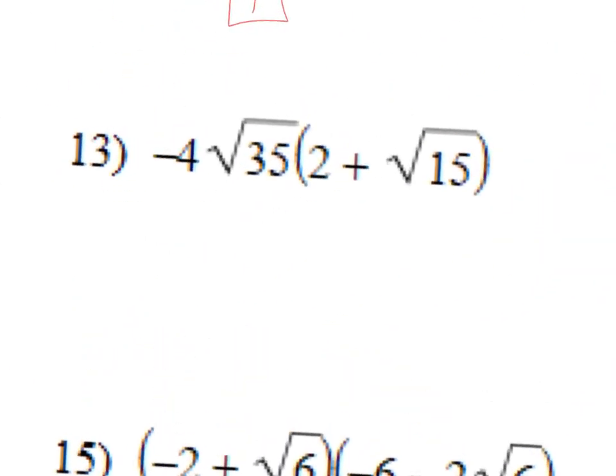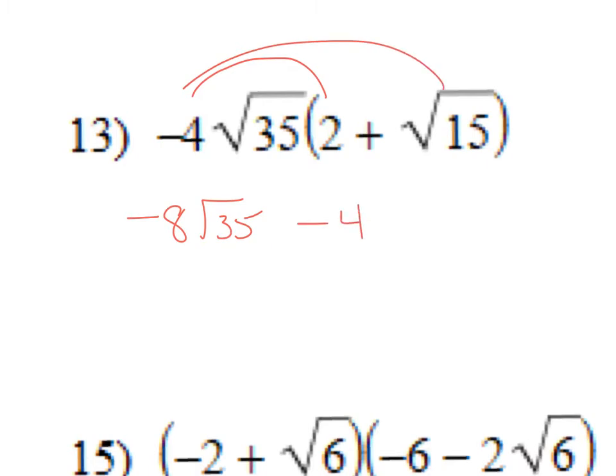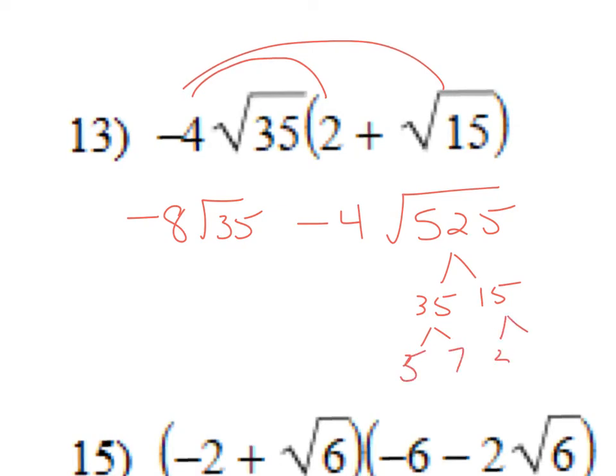Okay, number 13. On this one, we're going to go ahead and distribute. So I'm going to multiply the negative 4 root 35 times a 2 and get negative 8 root 35. I'm going to multiply to here and get negative 4 root, 35 times 15 is 525. I know that this will break down to 35 and 15. The 35 will break to 5 and 7, and the 15 will break down to 3 and 5.